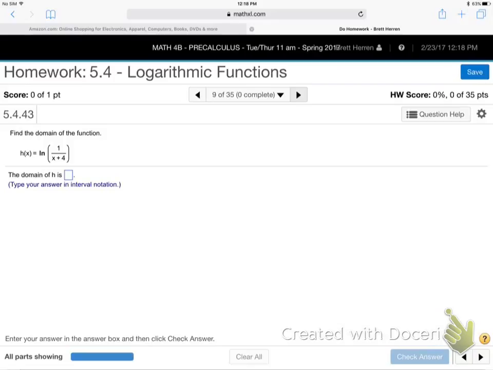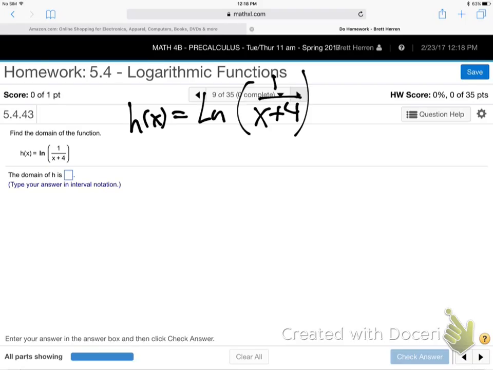Okay, so this one will be a tad trickier. h of x equals the natural log of 1 over x plus 4. Same thing, domain. All right, let me let you do the first step.